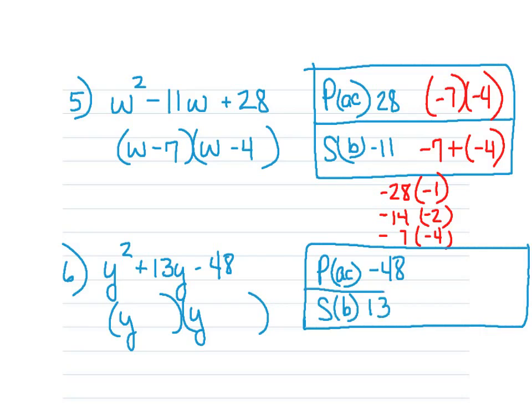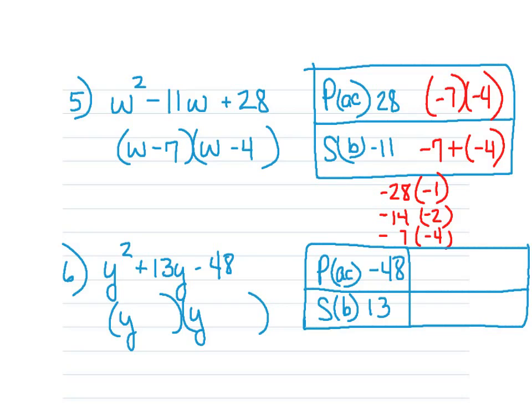Okay, so we will use guess and test to find our 2 integers. What I do notice here is that my product is negative. So I know that one number is going to be positive, one is going to be negative. And because my sum is positive, I know that the larger number is the positive one. Okay, so let's go ahead and guess and test what the 2 numbers are.